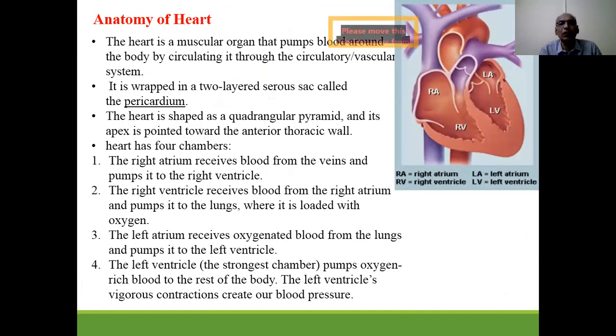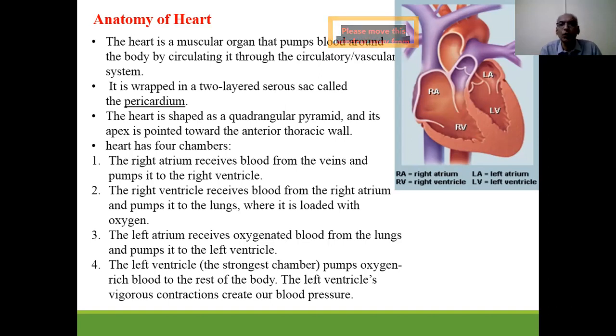Heart is a muscular organ that pumps the blood around the body by circulating it through the circulatory or vascular system. It is wrapped in two layers, a serous sac called the pericardium. The heart is shaped like a quadrangular pyramid and its apex is pointed toward the anterior thoracic wall. Heart has four chambers, shown in the figure.